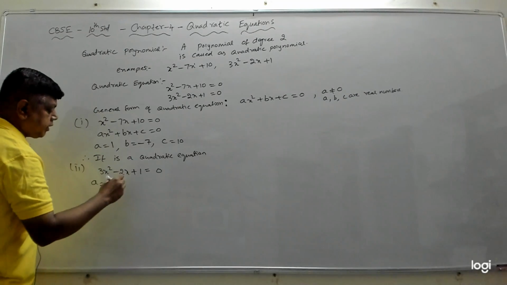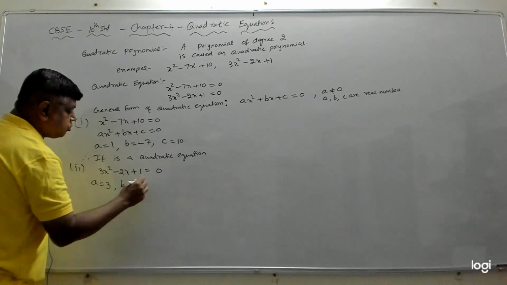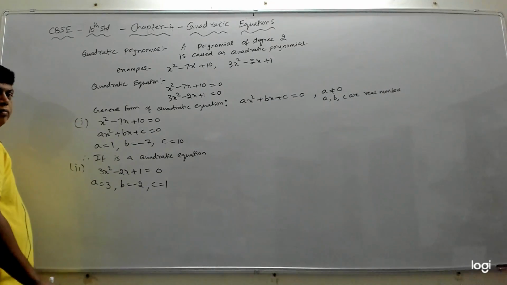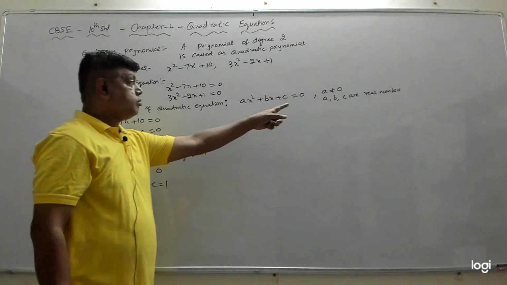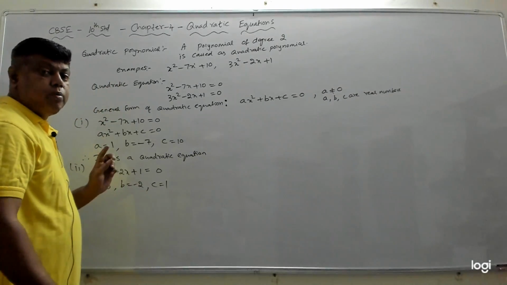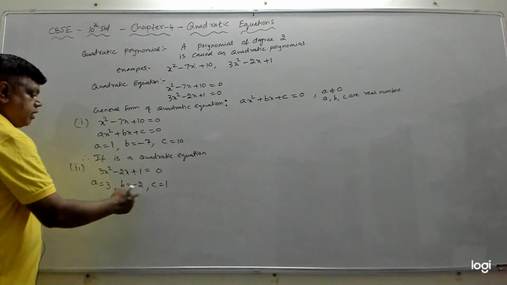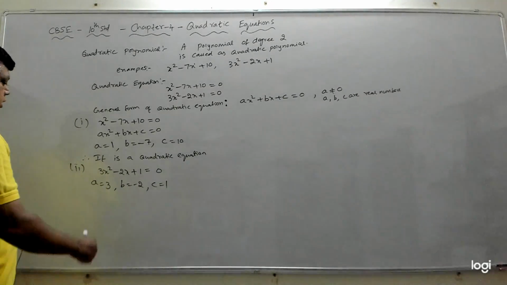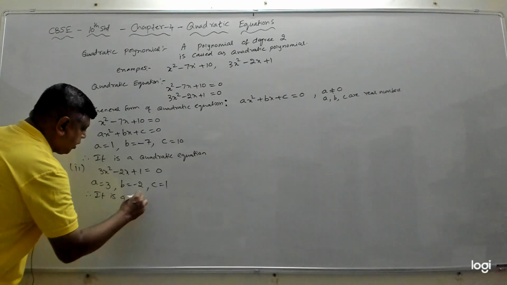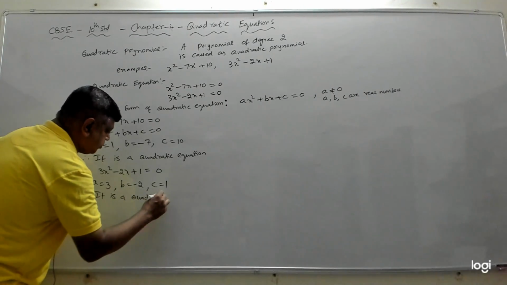What is B? B is minus 2. You have to take it along with the sign. B is minus 2 and C is 1. And A should not be equal to 0. Your B can be 0, C can be 0, but A should not be equal to 0. And A, B, C are real numbers. Fine. So therefore it is a quadratic equation.